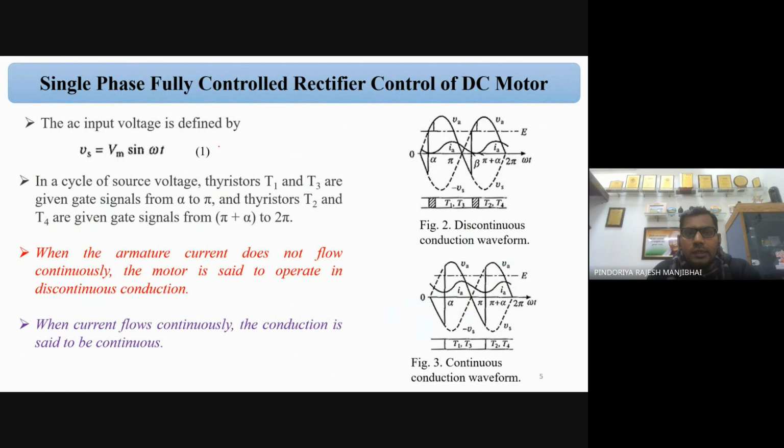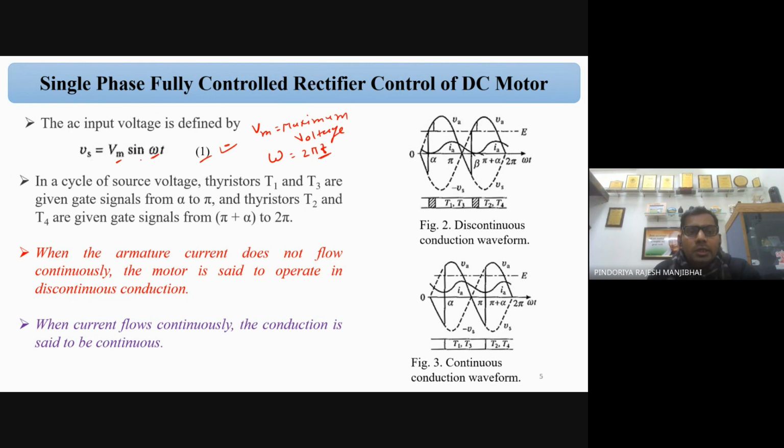As I said, the supply voltage is Vm sine omega t, where Vm is the maximum voltage, and omega is 2 pi f, where f is the supply frequency, 50 hertz. That is equation number 1, the AC input supply voltage.